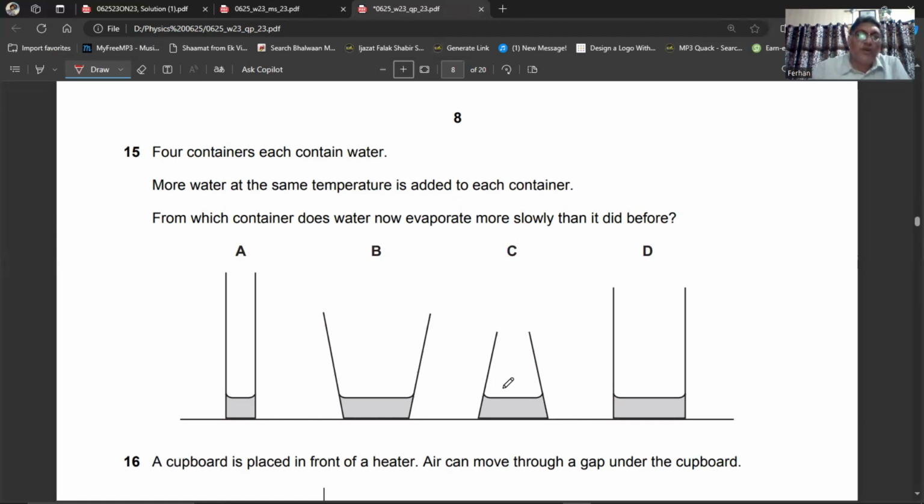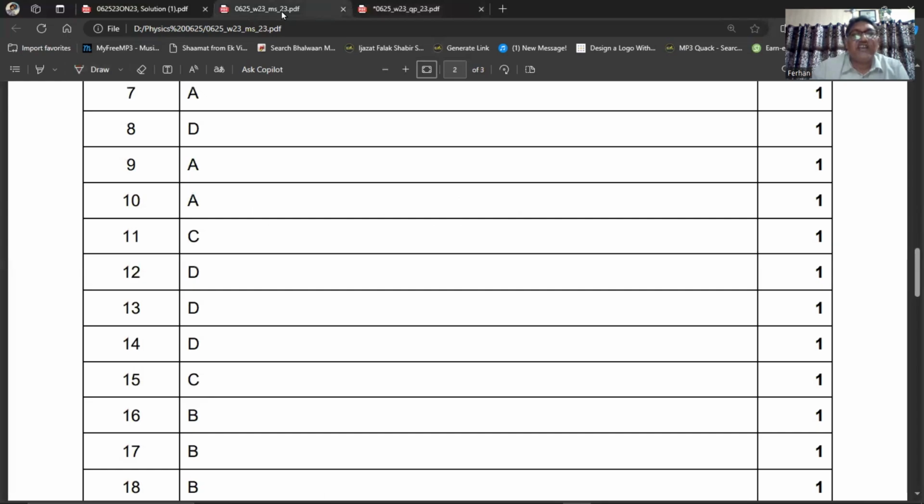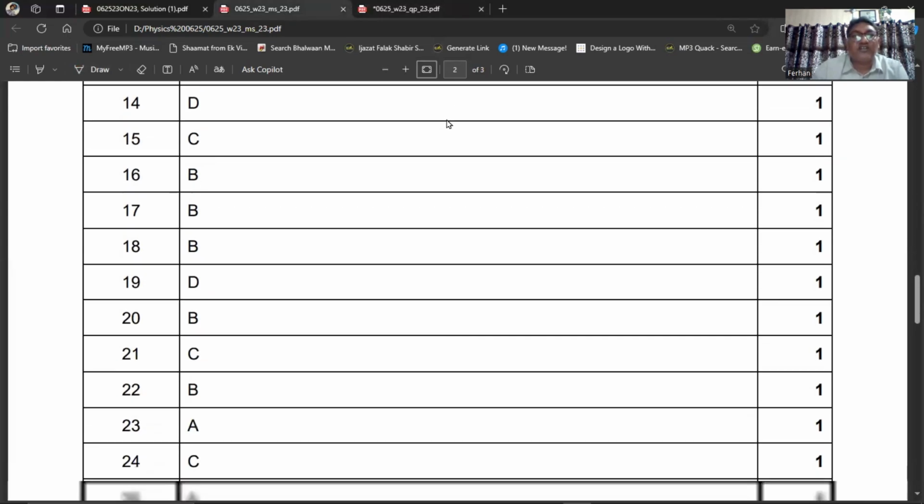But in the C shape, when the level of the water comes up here, the top surface area of the water will decrease. So the rate of evaporation will decrease. It will become slower than it was before. So I think C is the option. Question number 15, C is the right option, sir.